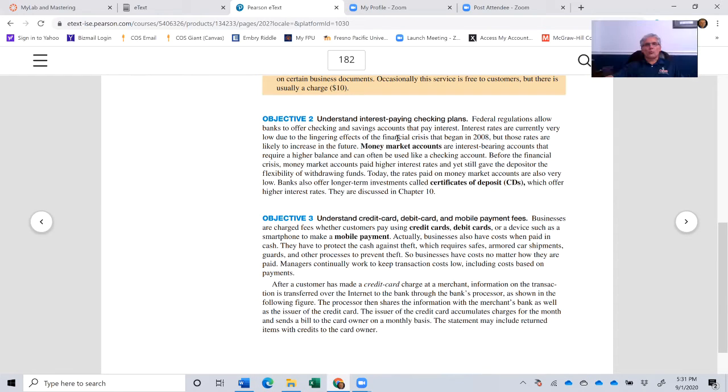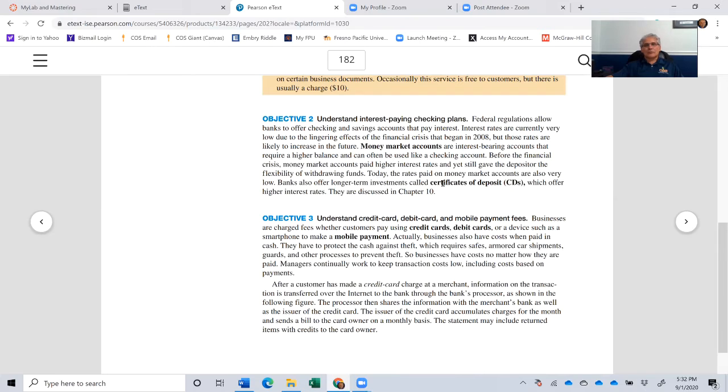Okay, there are some bank accounts or checking accounts that actually pay interest. And when that happens, you actually can earn money on your checking account based upon, usually, the average balance. There's also what we refer to as money market accounts, which are interest-bearing accounts that require a high balance and can often be used like a checking account. So money market accounts can have a minimum balance requirement of $5,000, and it usually will pay some interest, but you've got to keep that minimum balance in there.